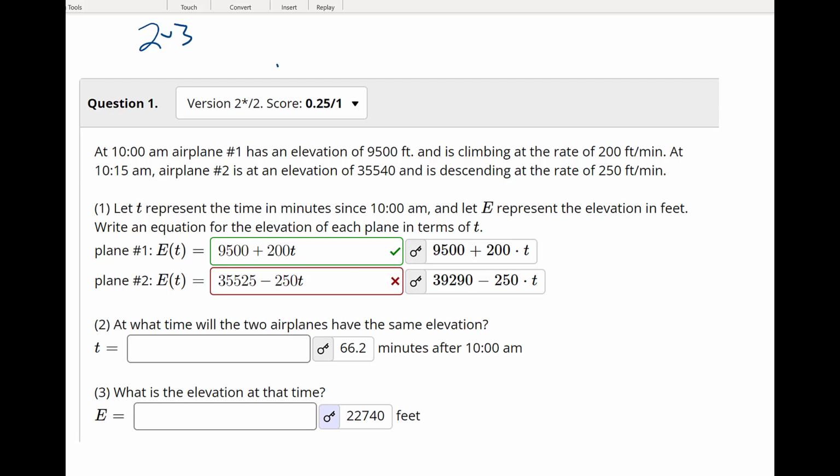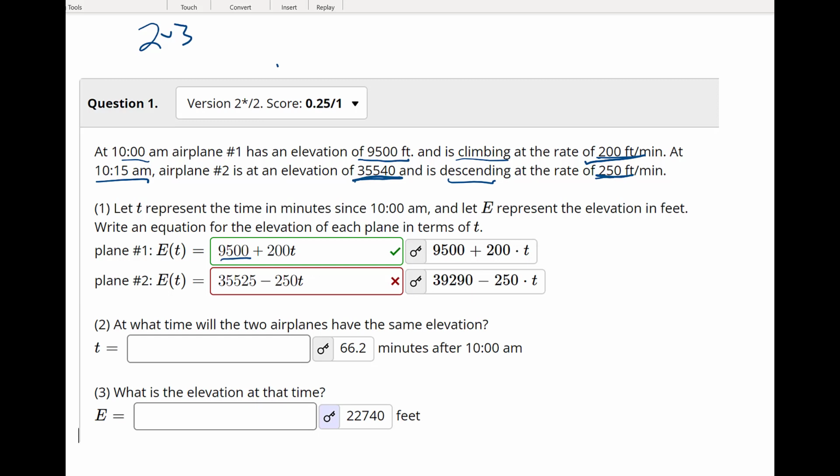At 10 a.m., airplane number 1 has an elevation of 9,500 feet, and it's climbing at a rate of 200 feet per minute. At 10:15, which is 15 minutes later, airplane 2 has an elevation of 35,540 feet, and it's descending at 250 feet a minute. So the first one's pretty straightforward.